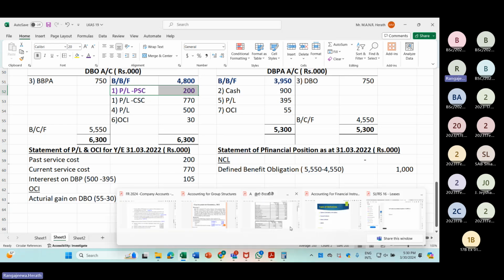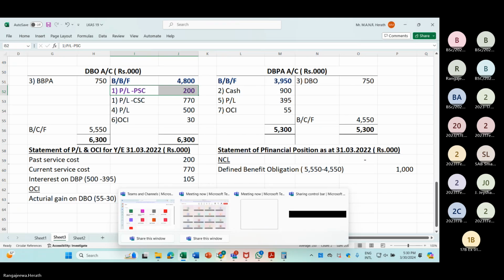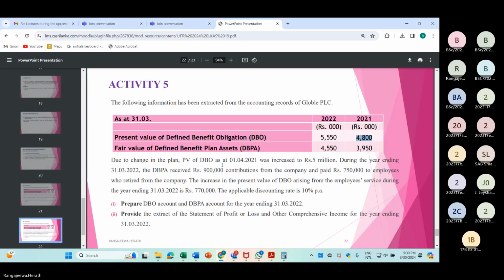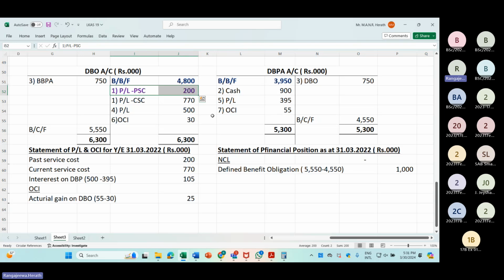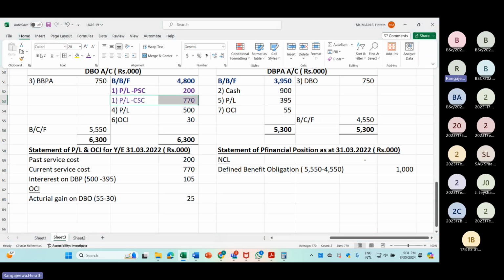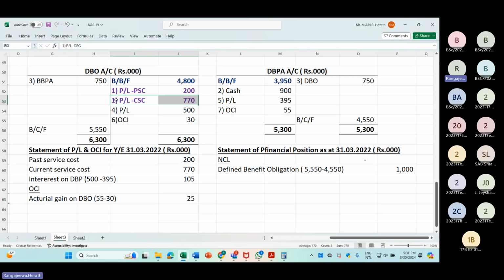Then we are spending current service cost 770,000. The increase in the present value of defined benefit obligation arising from employee service during the current year. When employees work for a year, the company's obligation has increased, 770. That is expense charged to P&L, current service cost.